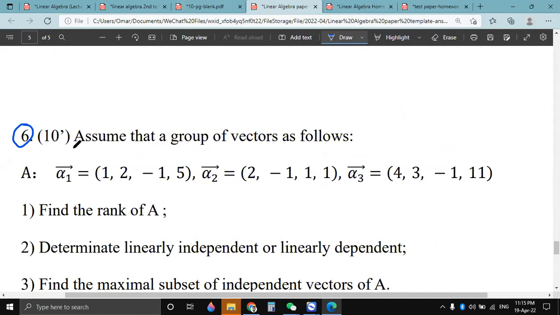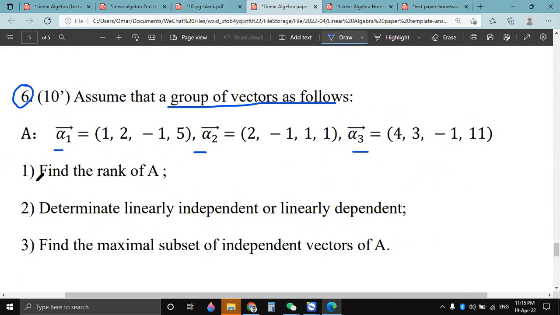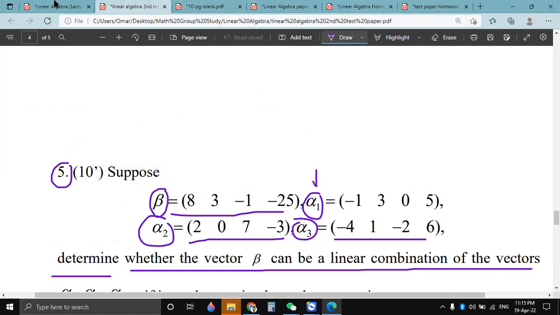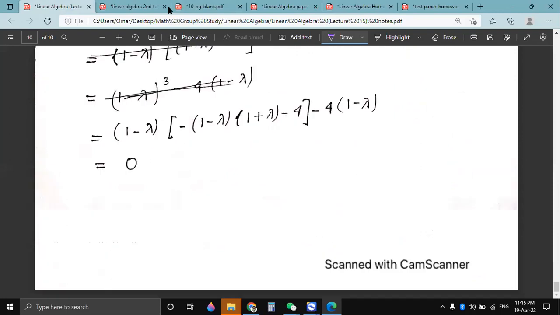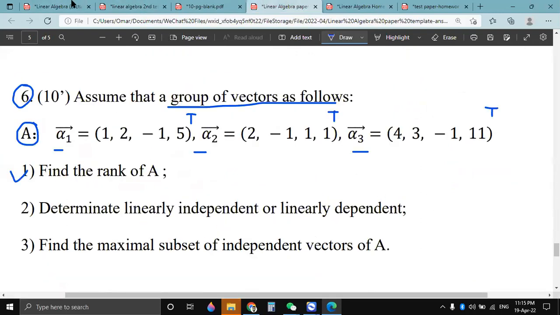So number 6, we have assumed the group of vectors alpha 1, alpha 2, and alpha 3. We have to find the rank of this matrix, okay? So firstly, you have to write down the transpose matrix, and then you have to reduce the row. Maybe I have written the answer here. No, not here. Laoshi also didn't, because we did the same types of problem in homework 5. So let me show you here.